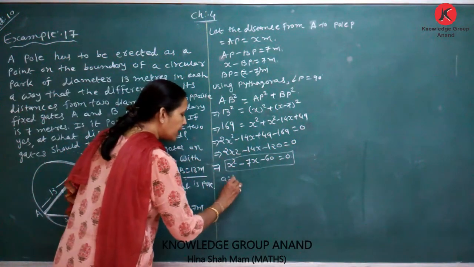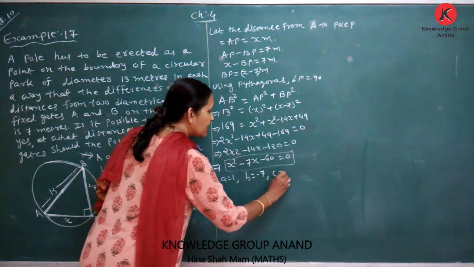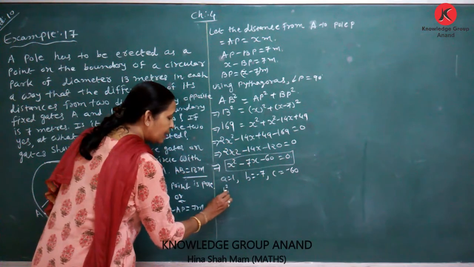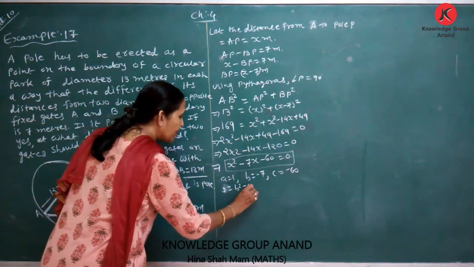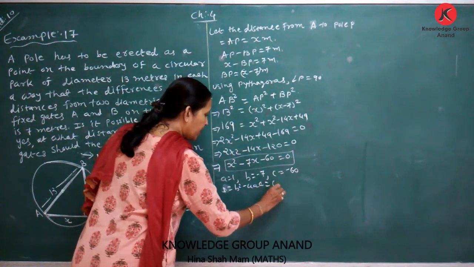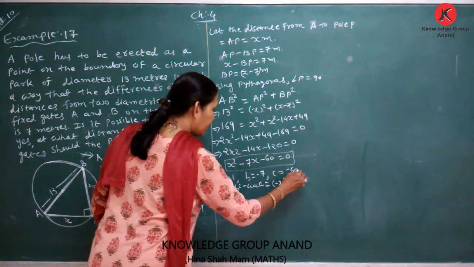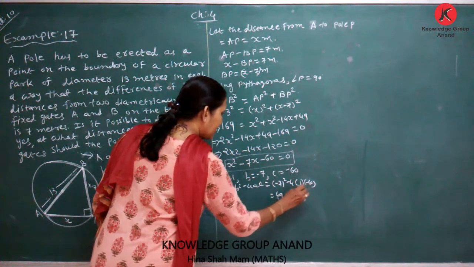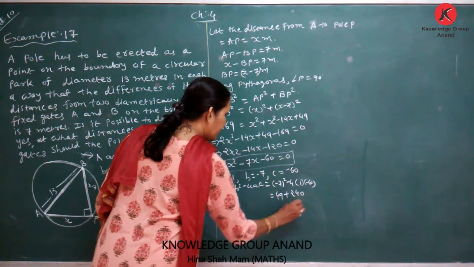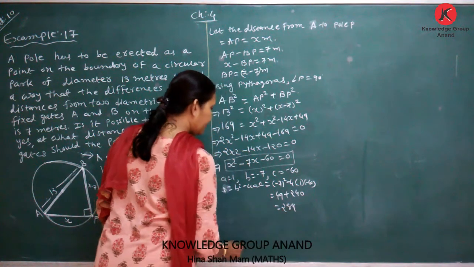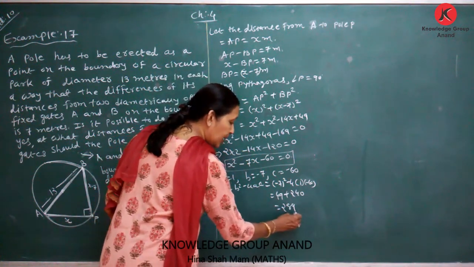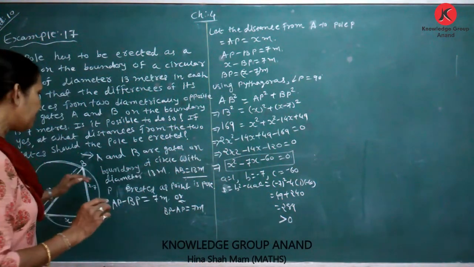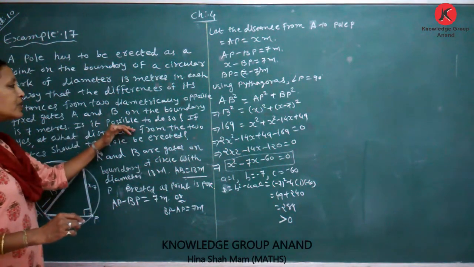Here A is equal to 1, B is equal to minus 7, C is equal to minus 60. The discriminant is B square minus 4AC, which is minus 7 square minus 4 times 1 times minus 60, which is 49 plus 240, equal to 289. B square minus 4AC is equal to 289, which is greater than 0. 289 is a positive number, so it is possible to do.